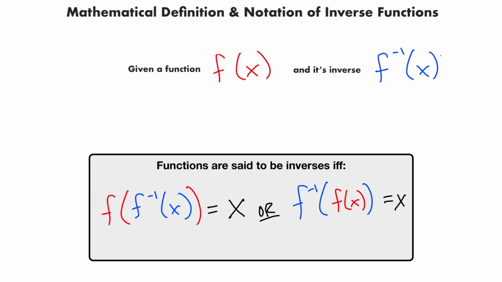You take one of the two functions that you're curious if they're inverses of or not. You plug it into the other one, and if it simplifies to give you x, they're inverses. If it simplifies to give you anything else, they are not. Here's an example.